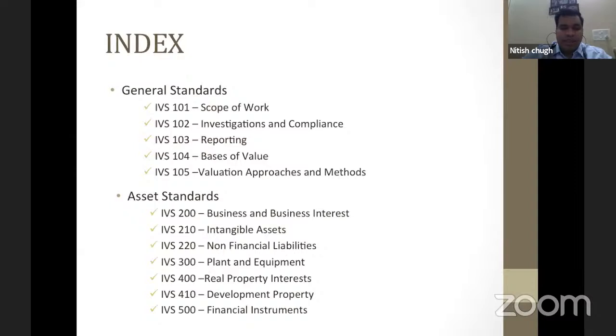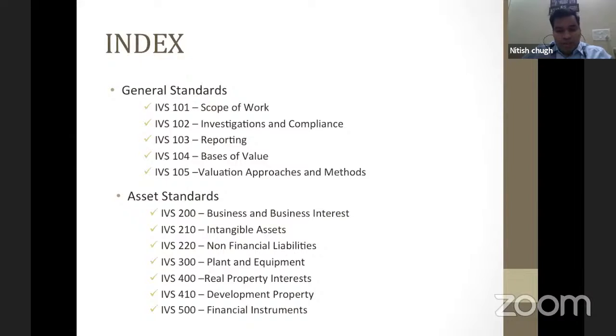Then there are certain asset-based standards, which relate to a particular asset or a particular business model. For valuing business and business interest, there is IVS 200. IVS 210 is relating to intangible assets. Then for non-financial liabilities, 220, plant and equipment 300, real property interest 400, 410 is for development property, and 500 is relating to financial instruments.